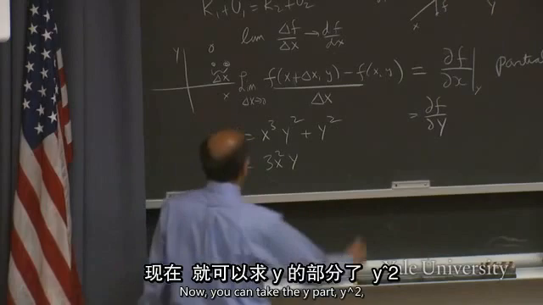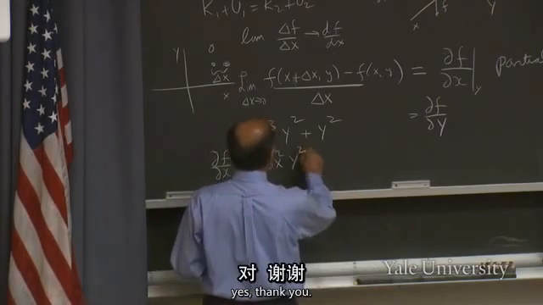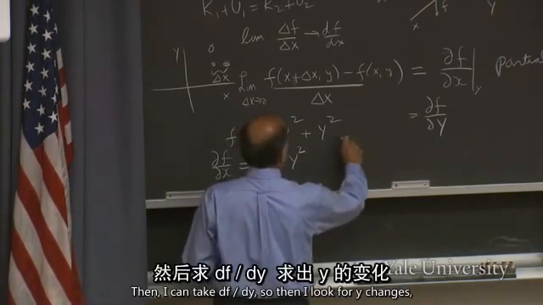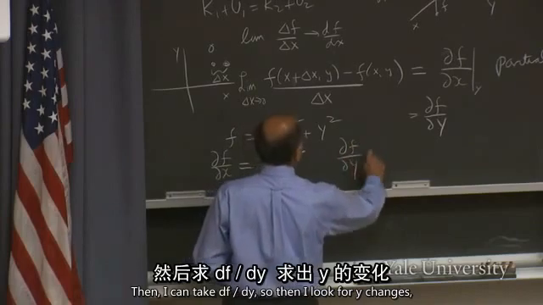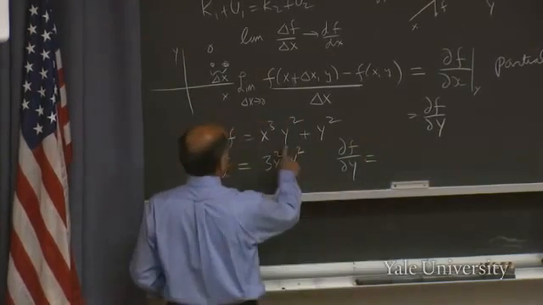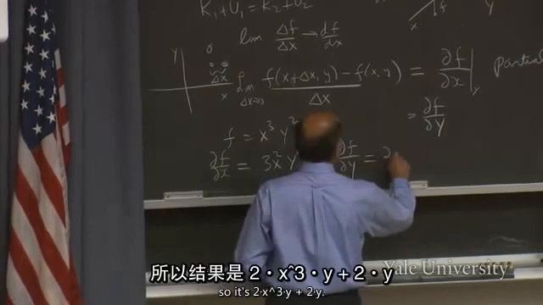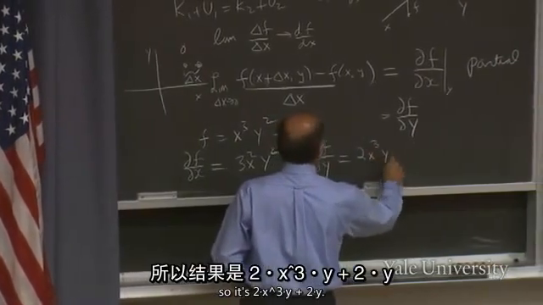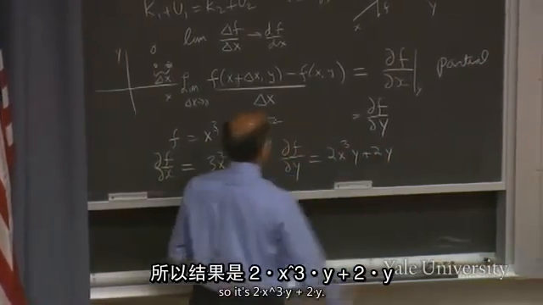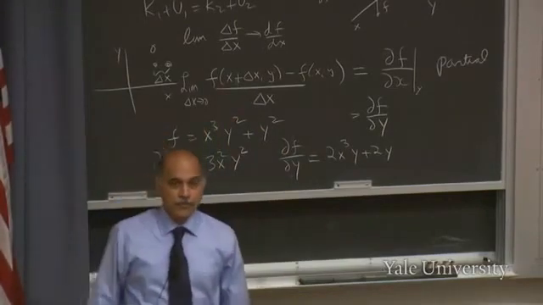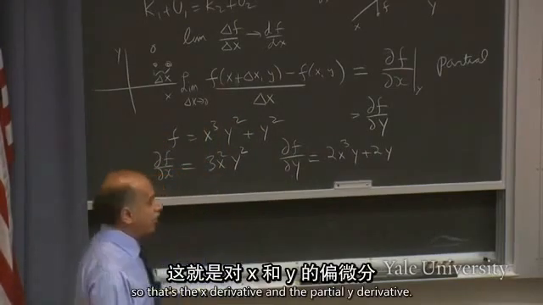Now you can take the y part, y squared, yes, thank you. Then I can take df dy. So then I look for y changes. This is 2y here. So it's 2x cubed y plus 2y. So that's the x derivative and the partial y derivative.